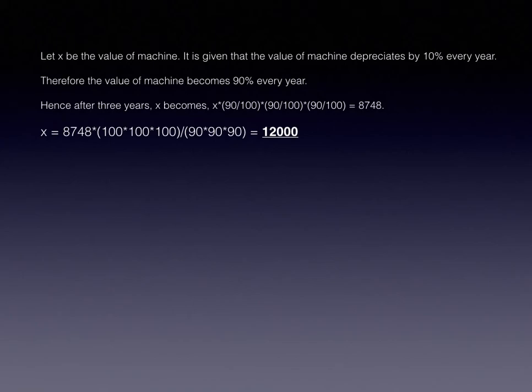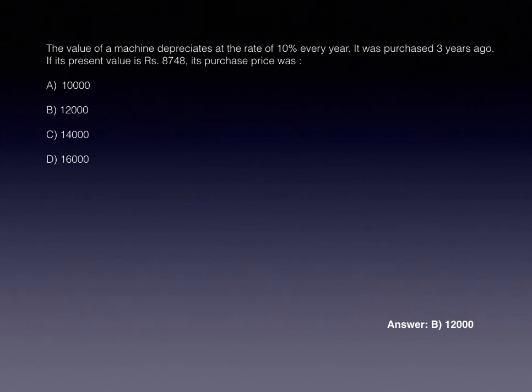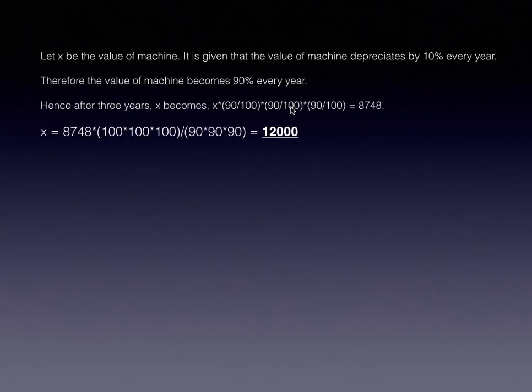Hence, after 3 years, X becomes X into 90/100 into 90/100 into 90/100. And we are given that after 3 years, the value has become 8748. Therefore, X into 90/100 into 90/100 into 90/100 is equal to 8748. So this becomes X into 9/10 into 9/10 into 9/10, which is X into 729/1000. And we are given that X into 729/1000 is equal to 8748. Therefore, X is equal to 8748 into 1000 divided by 729, which gives us 12,000.